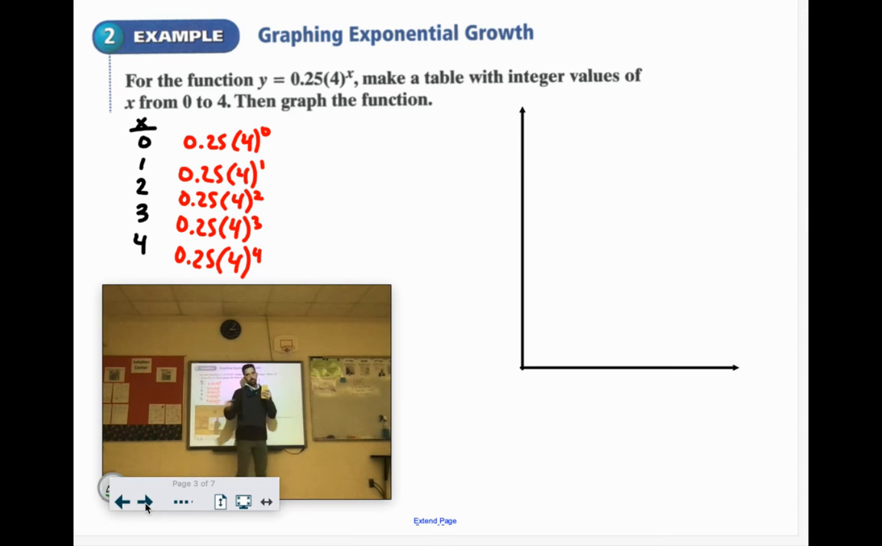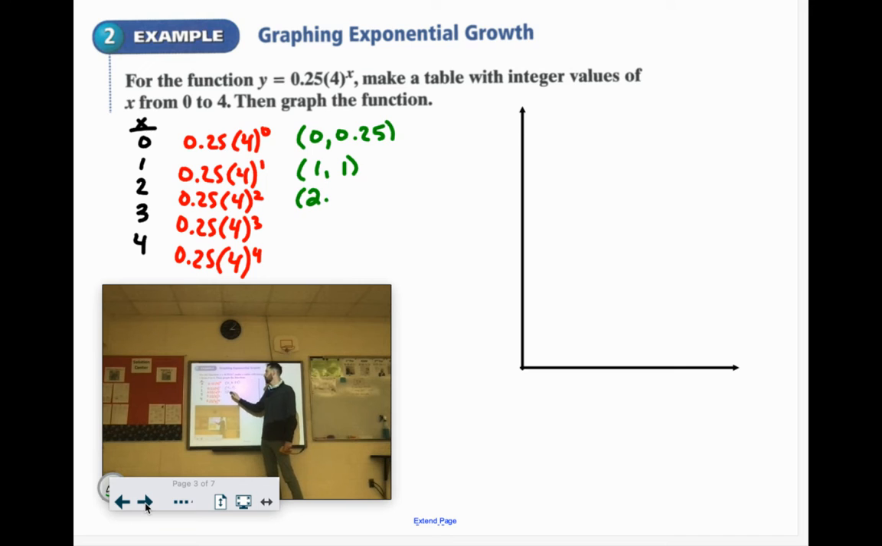All right, so order of operations says that you do your exponents first, and then you do multiplication. So 4 to the 0 is just 1, and 1 times 0.25 is 0.25. So our coordinate will be 0 and 0.25. When we put in 1 for x, 4 to the first is 4, and 0.25 is like 1/4. So a fourth of 4 would be 1.